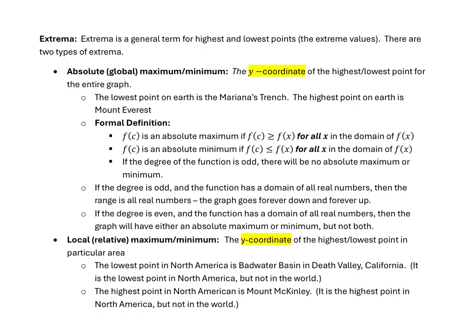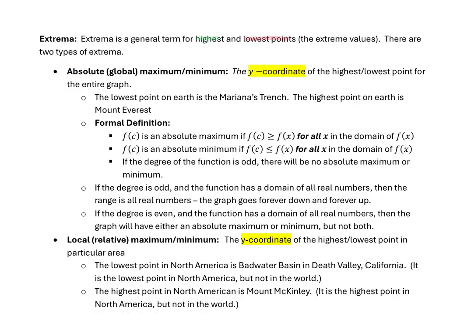And so extrema is a general term that we use when we are talking about the highest and lowest points, the extreme values on a graph. We have two types of extrema, and the first one, we already kind of know what this is, okay? Whenever we've been asked to find the maximum point or the minimum point, this is what we've been doing. But we do have a more specialized name for it.